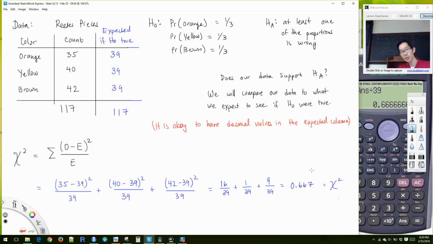At this point, we're going to look up our chi-squared statistic in the chi-squared table. The chi-squared statistic depends on degrees of freedom also. Degrees of freedom here is the number of categories minus 1. So here we've got 3 categories of candy colors, so we're going to have 2 degrees of freedom.